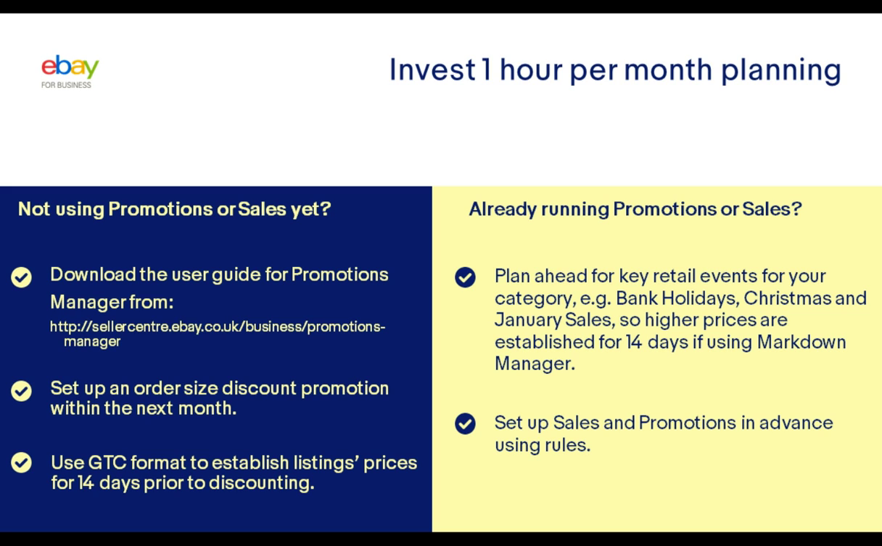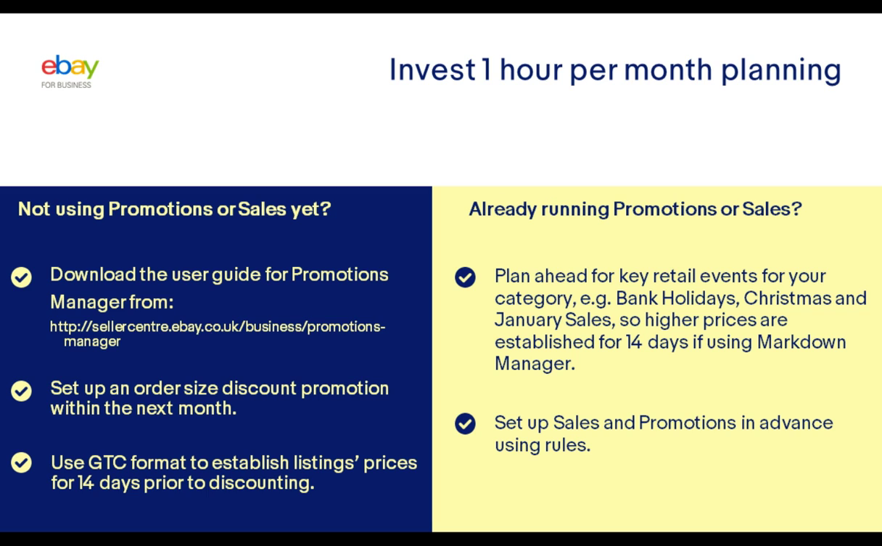So, what's next? We've covered quite a lot today already, and I know many of you have been asking questions. If you're not using Promotions or Sales yet, there is a downloadable user guide for Promotions Manager. This can be found within eBay's Seller Center. So to find eBay's Seller Center on a laptop or computer, go on to ebay.co.uk, scroll right down to the bottom of the page where you've got some options and look for a link that says Seller Center. If you haven't visited it yet, it is a really great resource for learning more about how to sell on eBay.